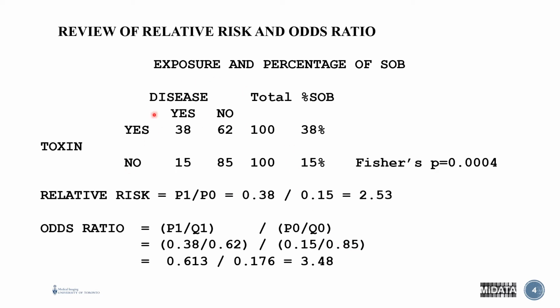And you can see that we made the numbers here really easy for you to be able to just do these in your head. What do you end up with? 3.48. So you can see in this case the relative risk is not equal to the odds ratio. Sometimes it is, but most often it's not, and we'll talk about that in a little bit.